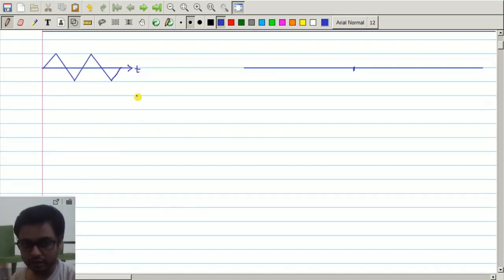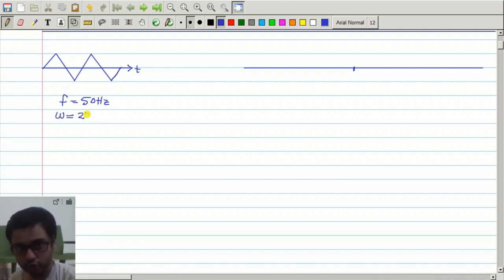Now, the third thing that we will learn is this. Consider a periodic signal with, say, frequency equal to 50 Hertz. That means omega, the fundamental angular frequency, equal to 2 pi into 50 radians per second.